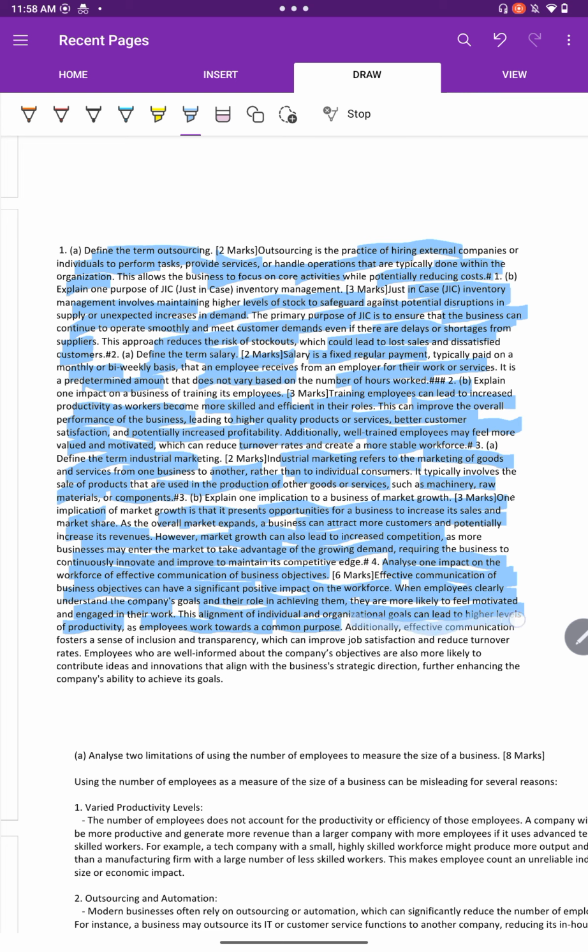Additionally, effective communication fosters a sense of inclusion and transparency, which can improve job satisfaction and reduce turnover rates. Employees who are well informed about the company's objectives are also more likely to contribute ideas and innovations that align with the business's strategic direction, further enhancing the company's ability to achieve its goals.